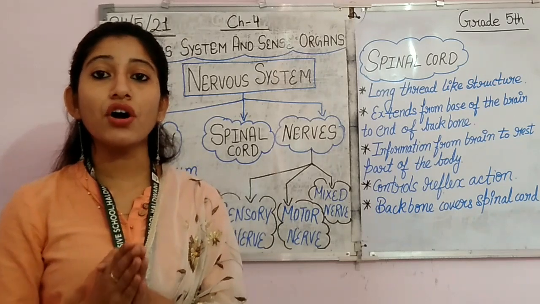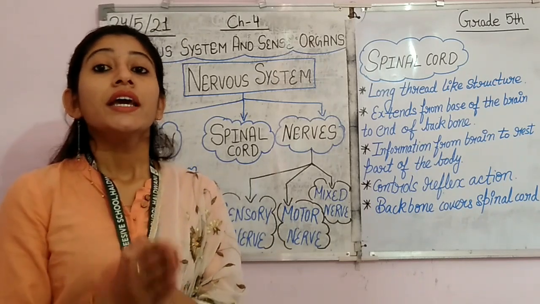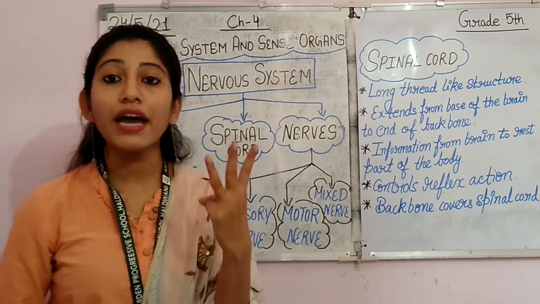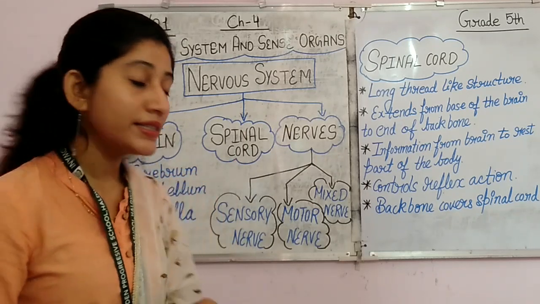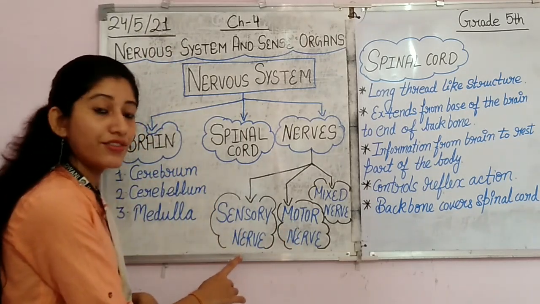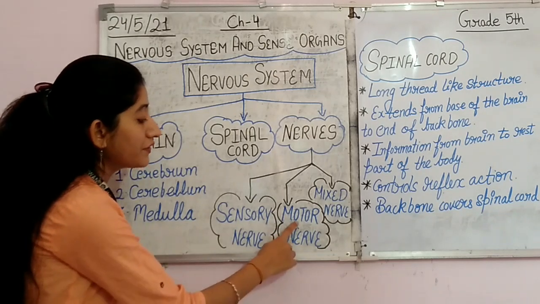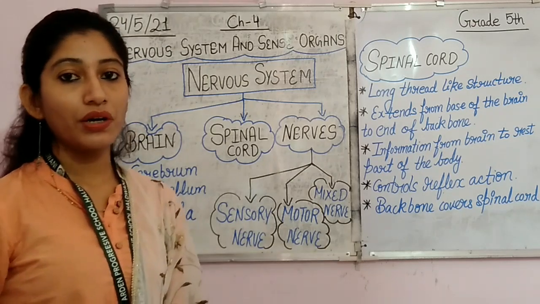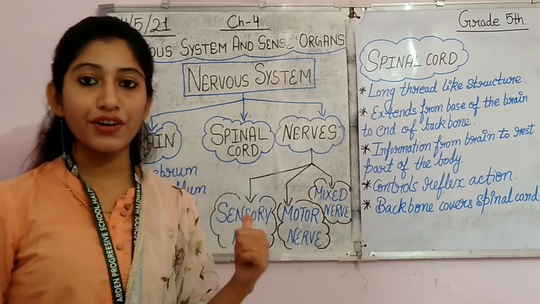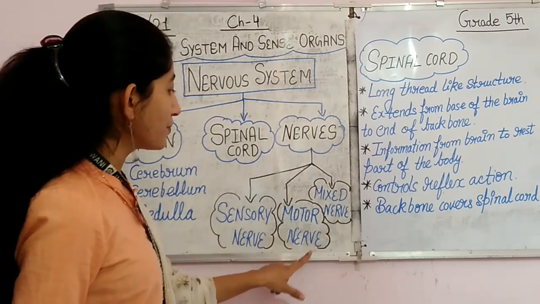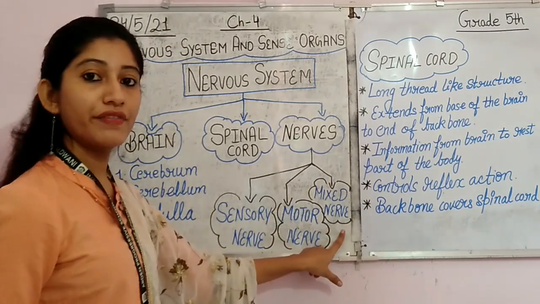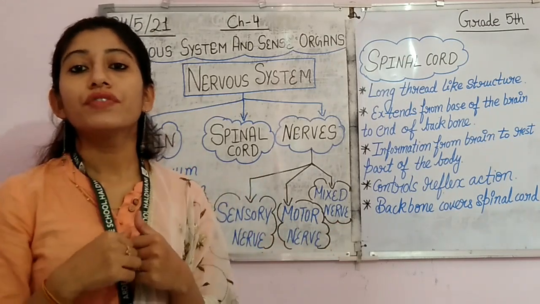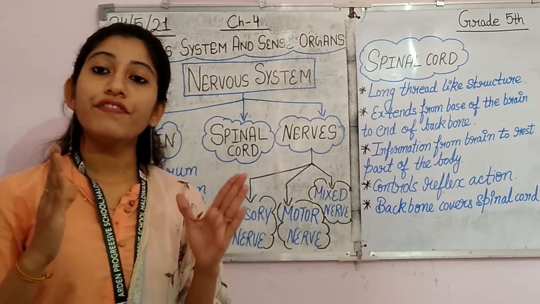Students, when we talk about nerves, we have three types of nerves. What are these? The first is the sensory nerve, the second type is the motor nerve, and the third type is the mixed nerve. Now, according to the names of the nerves, they have their functions.